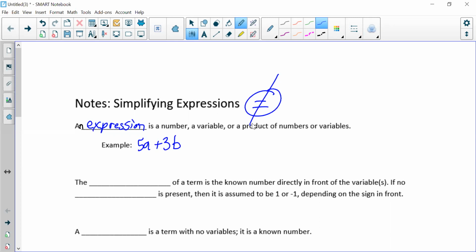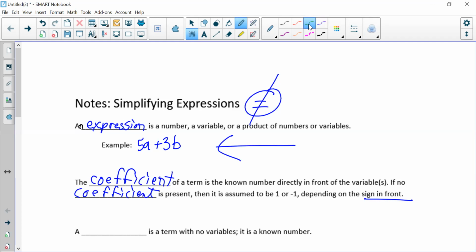All right, let's go over a few more terms. First, the coefficient of a term is the known number directly in front of the variable. If no coefficient is present, then it is assumed to be 1 or -1, depending on the sign in front. All right, let's go back to our example up here. The coefficient of a would be 5. That's the number in front of the variable. The coefficient of b would be the 3.